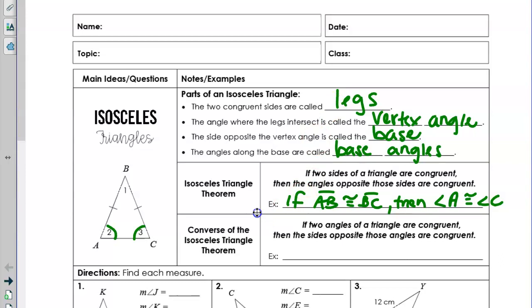Then the opposite is true. Remember what the converse does is you're flipping the if and the then. So we're taking what we had in the then, so we're going to talk about the angles first, and then we'll talk about the sides. So the converse flips it. So the converse is saying if the two angles of a triangle are congruent, we're going to say if angle A is congruent to angle C, then the sides opposite those angles are congruent. So we say segment AB is congruent to segment BC.